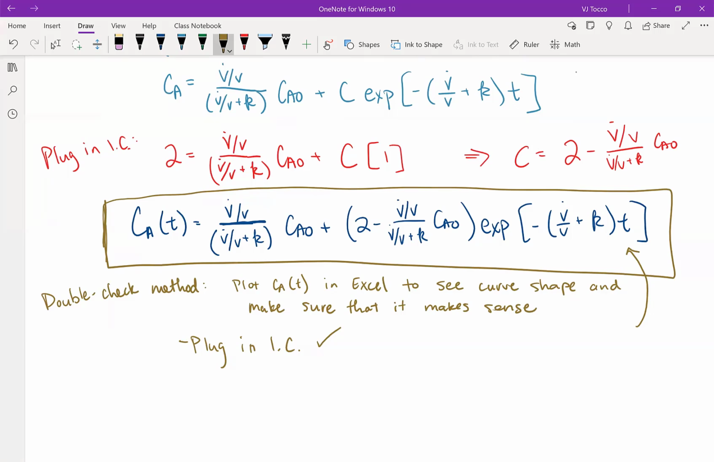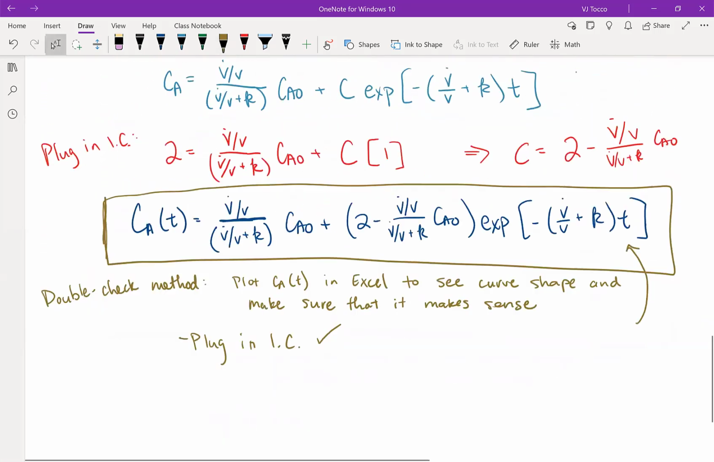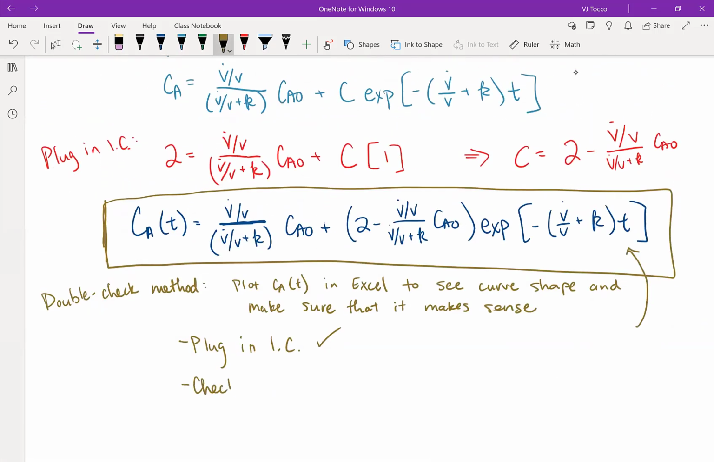Another thing I can do to double check my answer is to check the steady state solution or the steady state value.